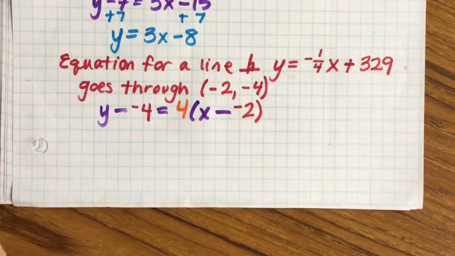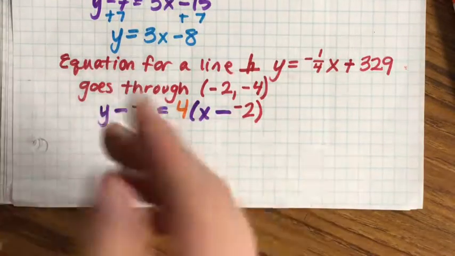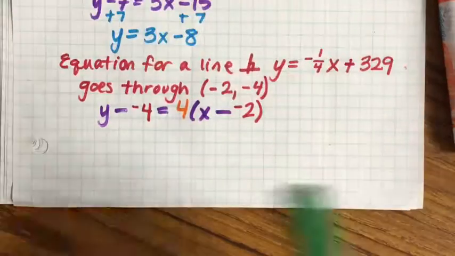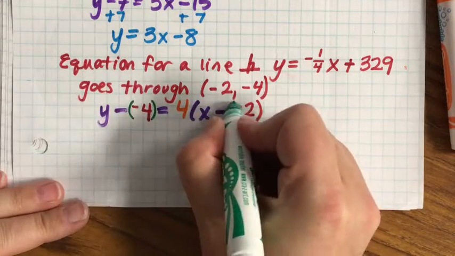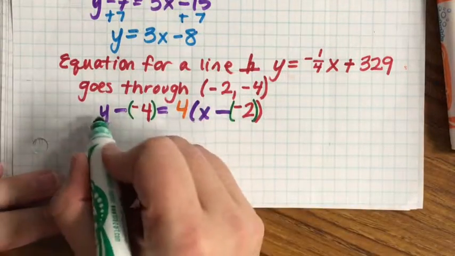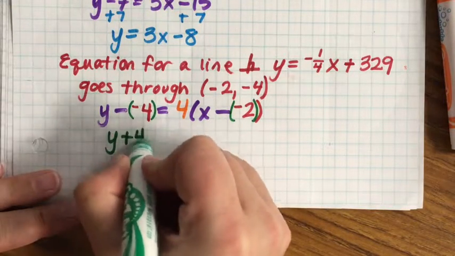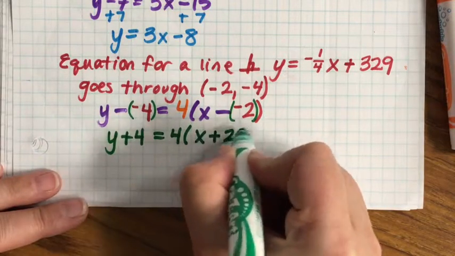The negative 4 could be in parentheses. I just wrote it like this so it was all separate. If you want to do parentheses, you can, because technically there would need to be parentheses around any negatives. But you can just do minus a negative makes it a plus. So I would have y plus 4 is equal to 4 times x plus 2.